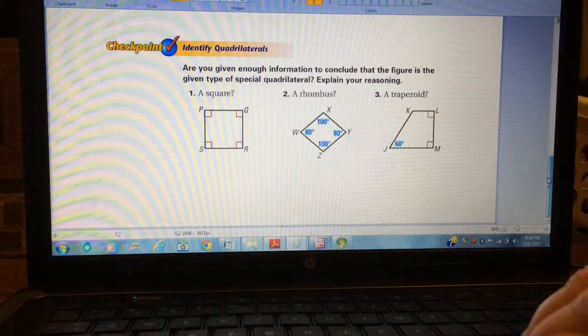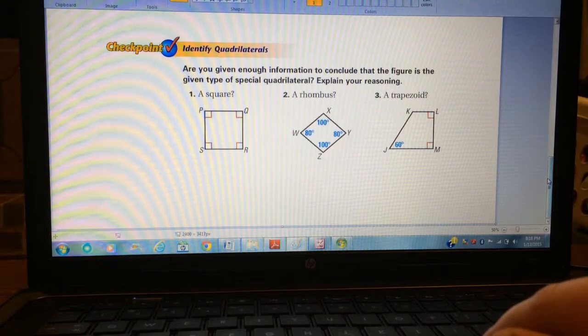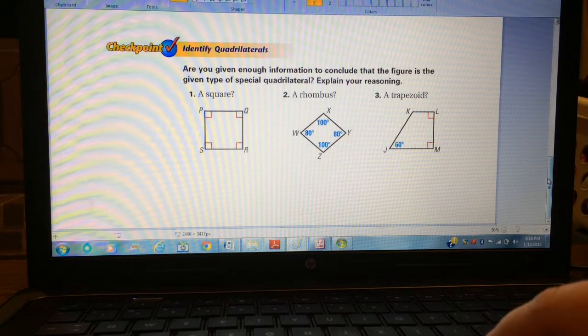So we have some checkpoint problems. I'm going to let Miss Cargill pause the video and give you a moment to complete these 3 problems.